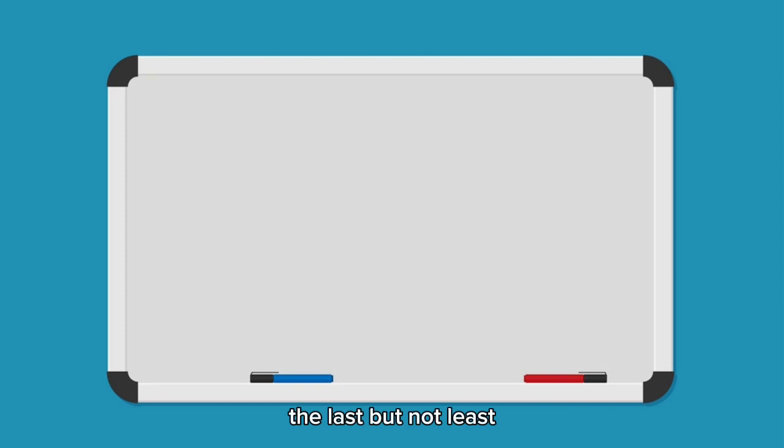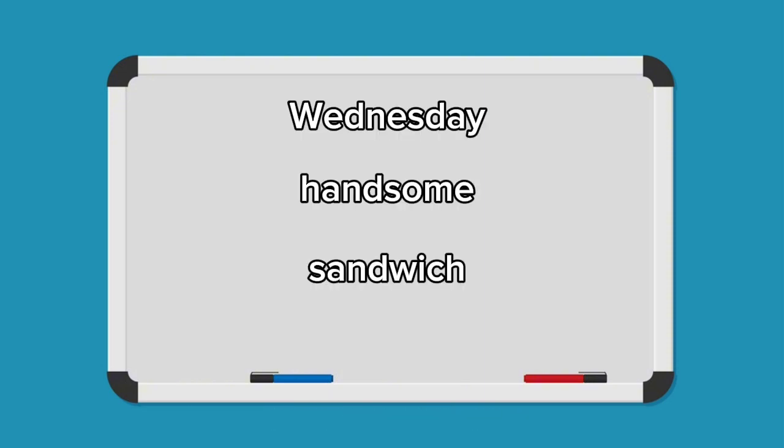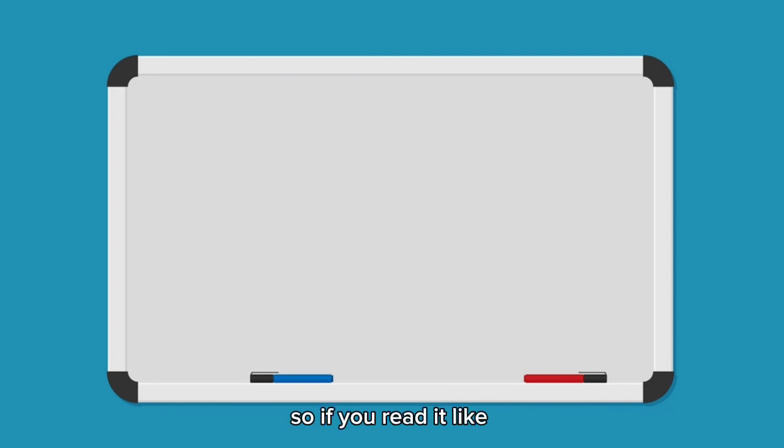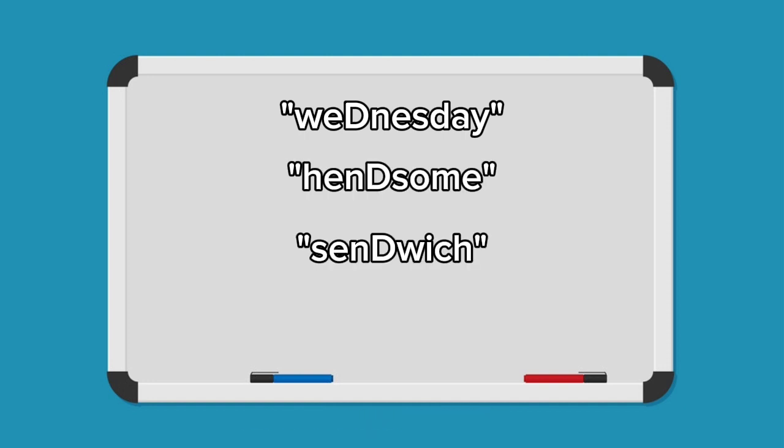Last but not least, letter D. Yes, letter D can be silent too. Example: Wednesday, handsome, sandwich. Can you hear it? We only read the consonant N sound before the letter D. So if you read it like Wednesday, handsome, sandwich with the D sound, that is the wrong way to say it.